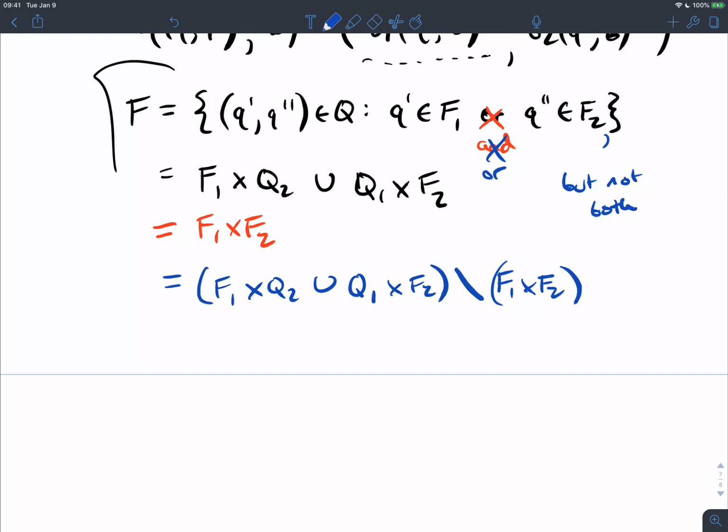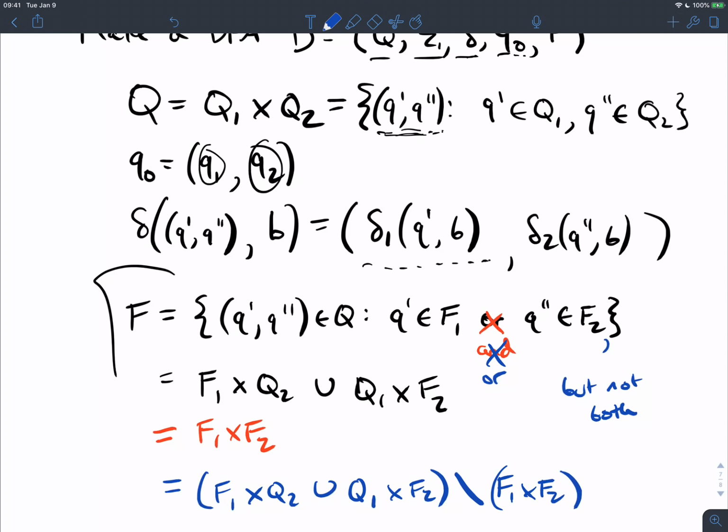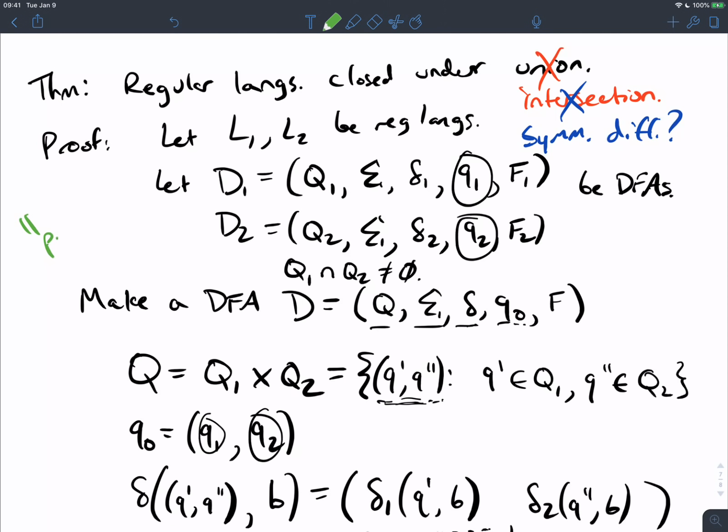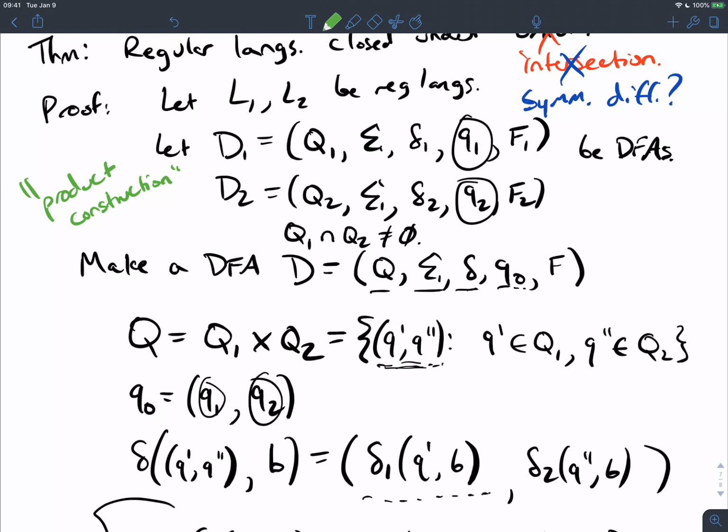But the key here is that the vast majority of the construction only depends on the structure of the DFAs. It doesn't have to do anything with union or intersection. Only the final states matter here. So this whole construction from start to finish is what's called the product construction, because it's a cross product between the states and in some cases the final states. Any questions about that? I promise I have an example. Or the notes have one, yeah.